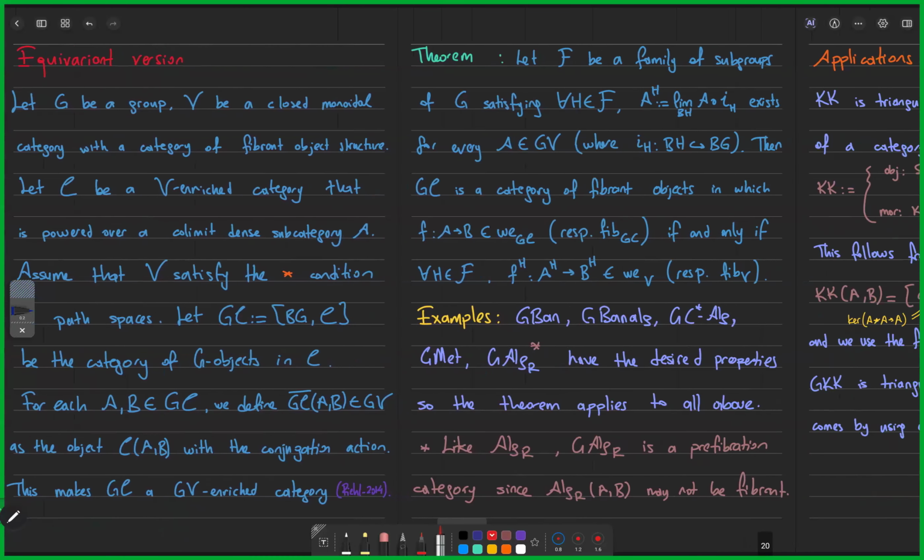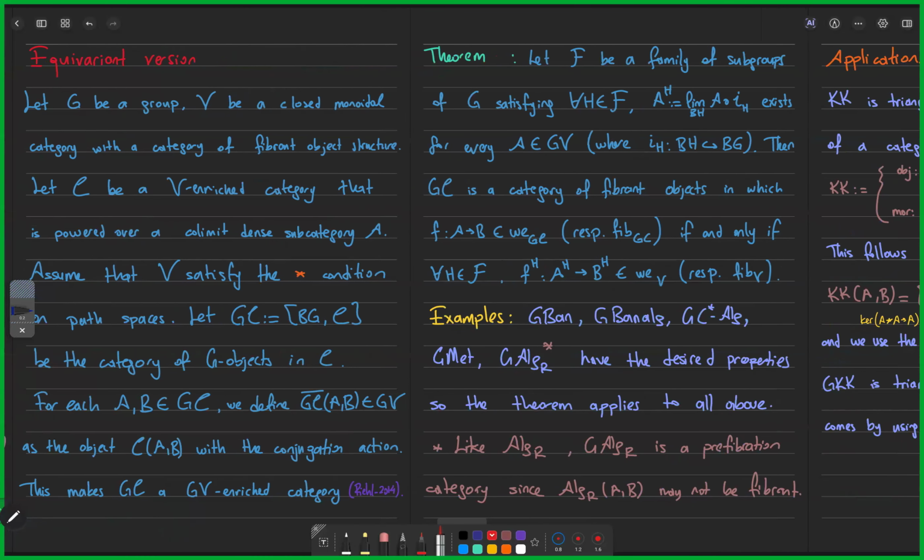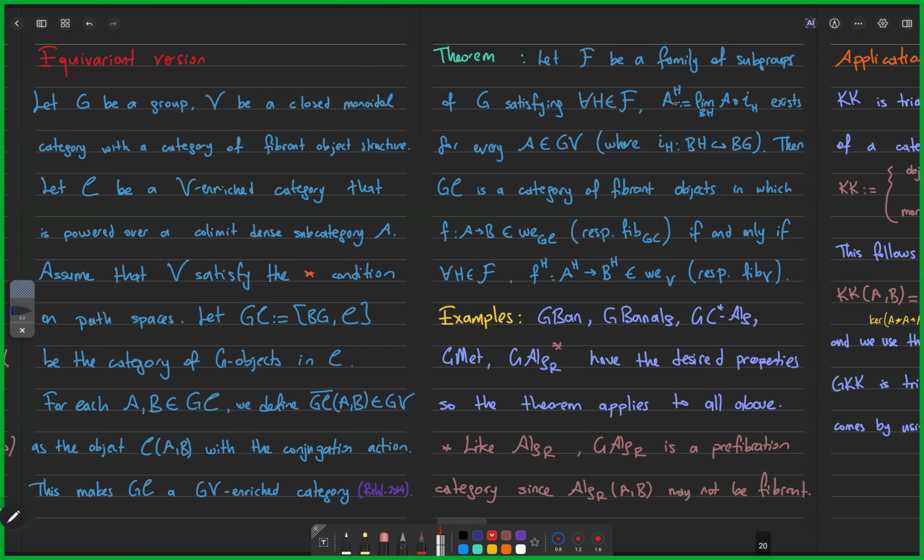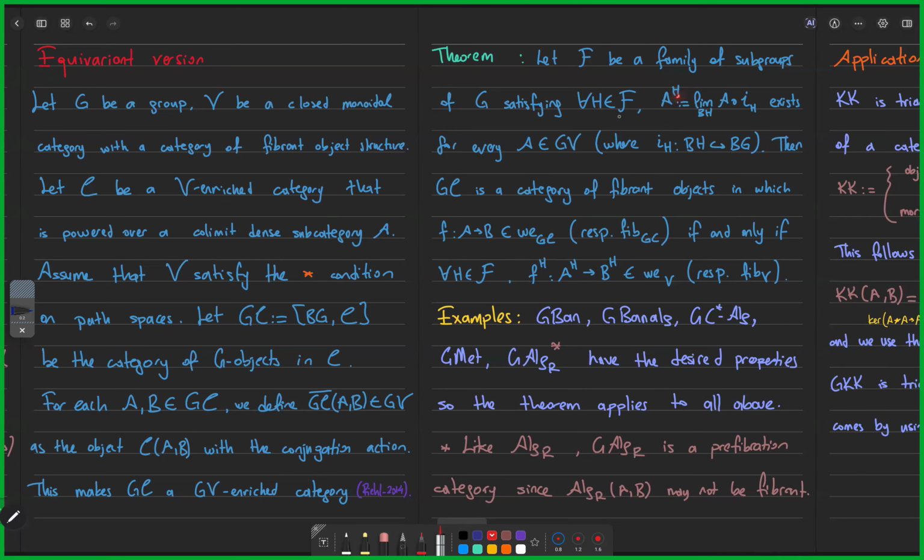And we have the equivariant version of the theorem given previously. Let F be a family of subgroups of G satisfying this property, that for every subgroup H in this family, the H-fixed point exists. So in this case, if A to the H exists, then any conjugate also exists. I mean, if H is in F, we can put any conjugate of H, which is in F, so it actually gives a family in the usual sense.